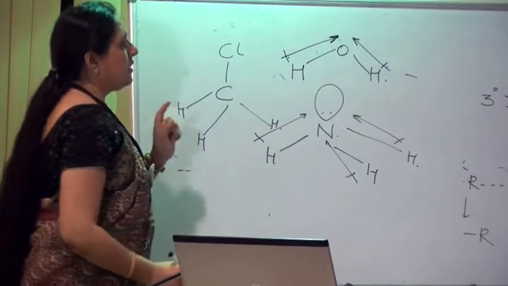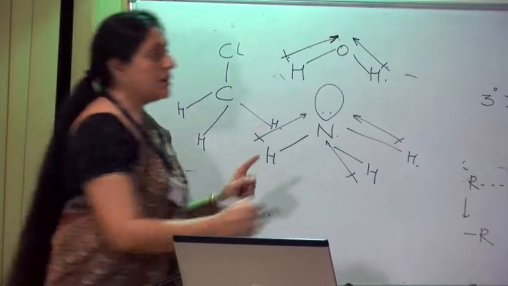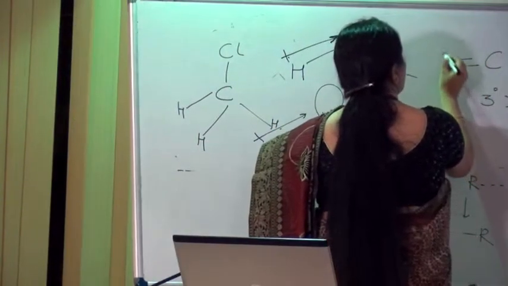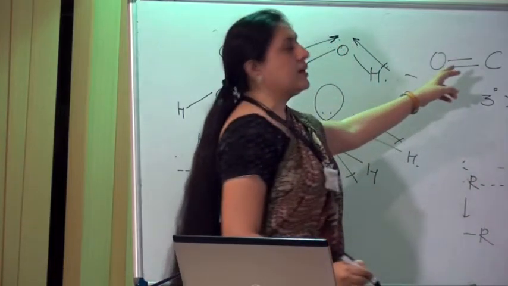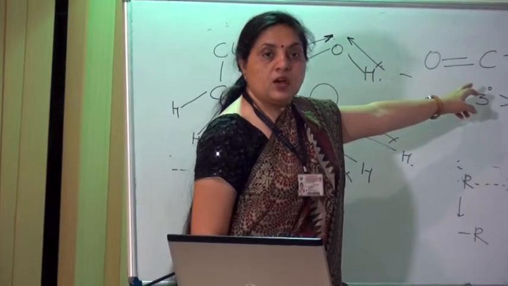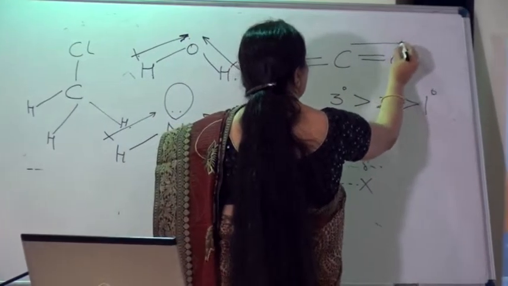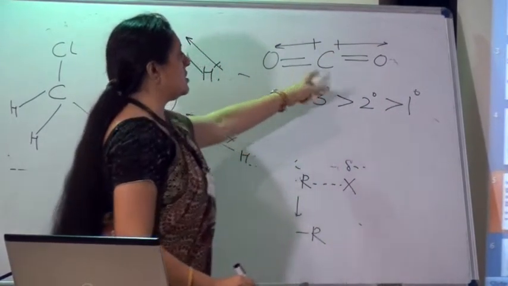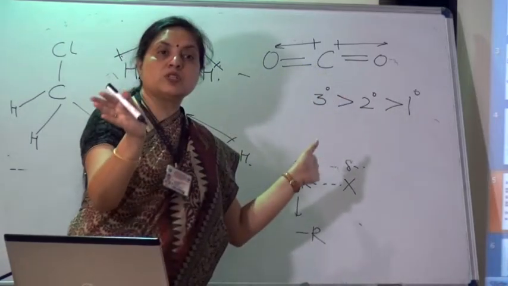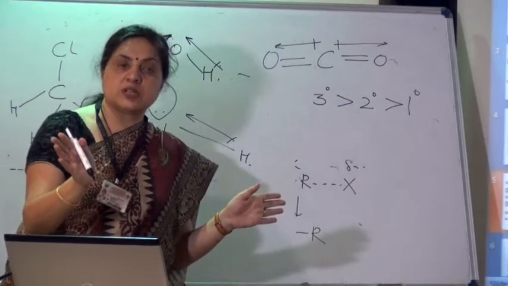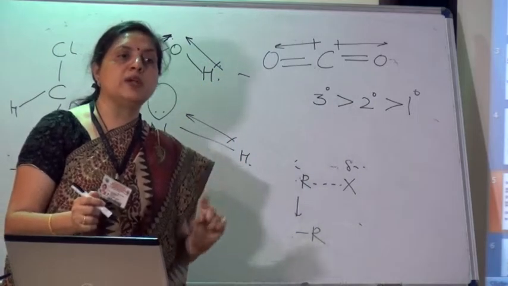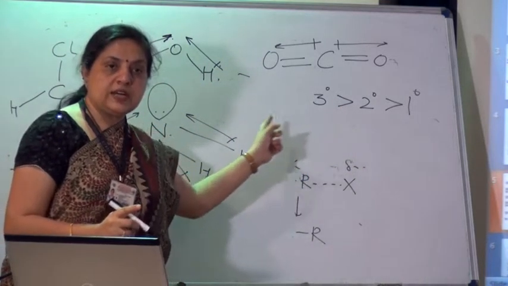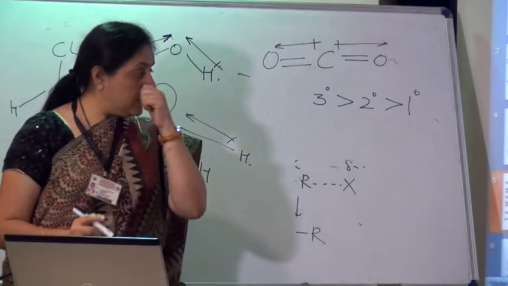But in carbon dioxide, which element is more electronegative, oxygen or carbon? Oxygen. So here you have to show the arrowhead like this. So when you see these molecules, the dipoles are in opposite directions. So the net dipole moment comes out to be 0 in this case. Okay, is it clear now?